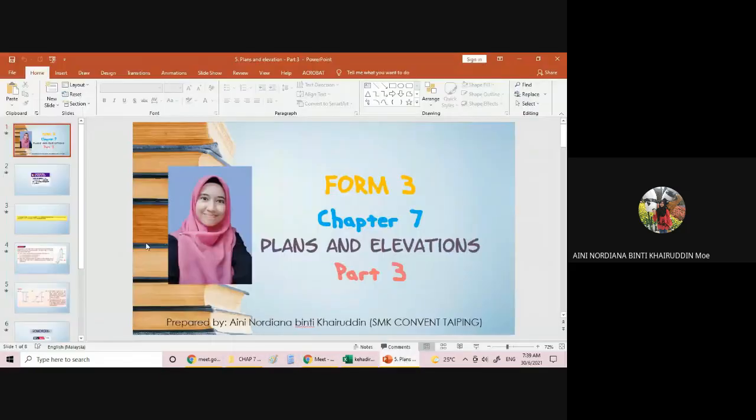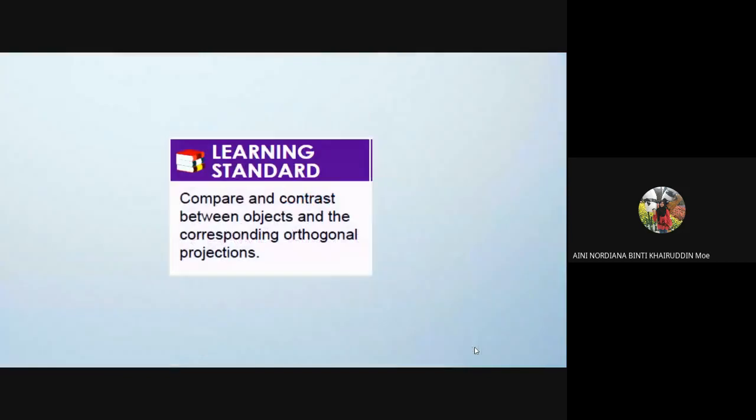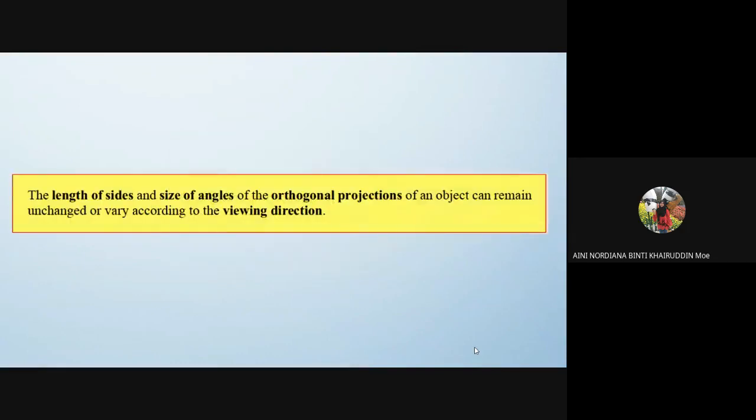So we proceed to a new subtopic, which is part 3. Our learning standard for today's lesson: compare and contrast between an object and the corresponding orthogonal projections. The length of side and size of angle of the orthogonal projection of an object can remain unchanged or vary according to the viewing direction.